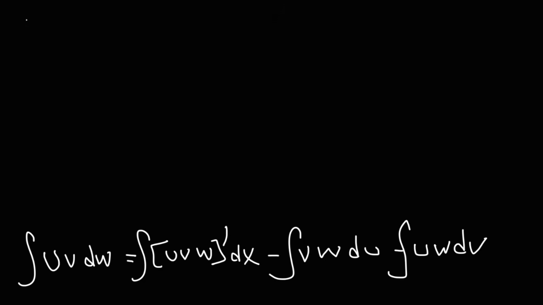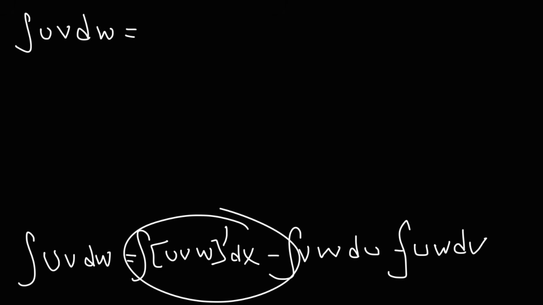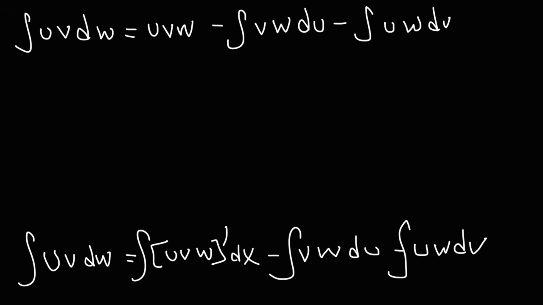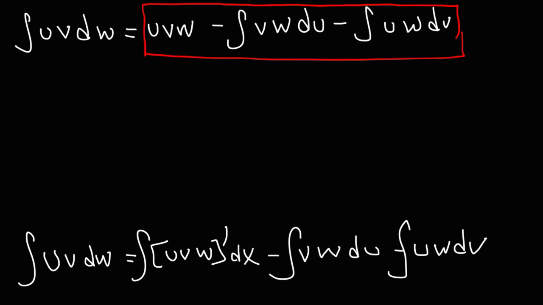So the final answer is this. The integral of u v dw is going to be, this becomes just u v w, minus the integral of v w du minus the integral of u w dv. So this is the integration by parts formula for a three-product term expression.